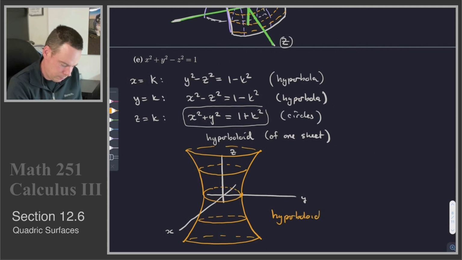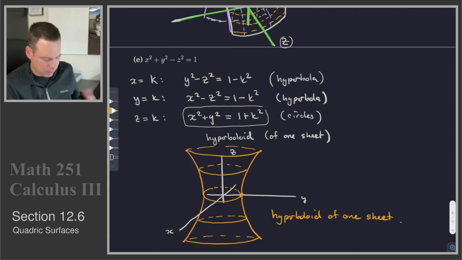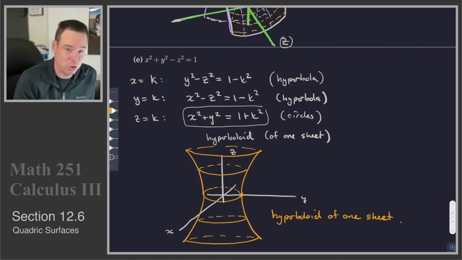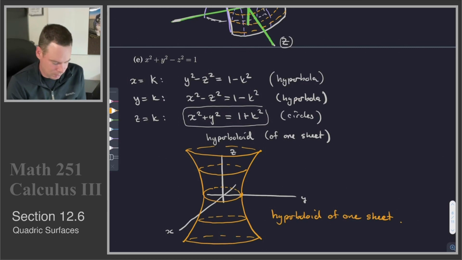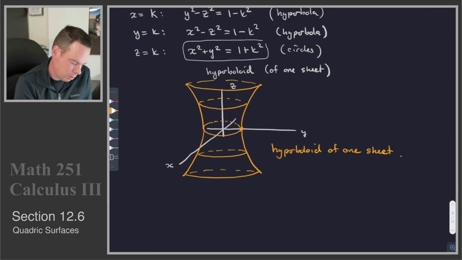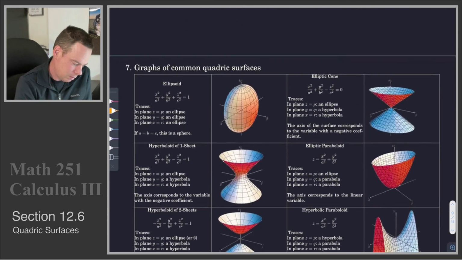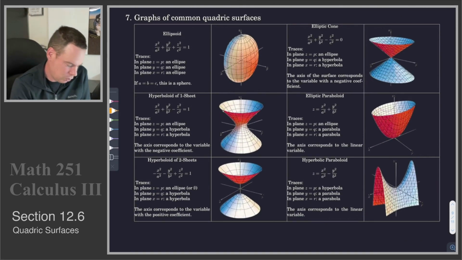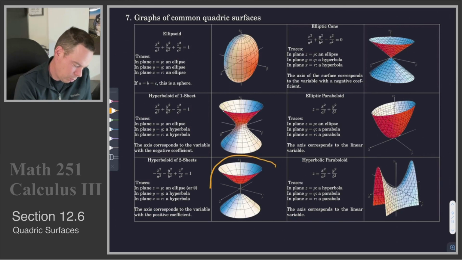Hyperboloid. And we call it of one sheet because you can make this thing probably out of one sheet of paper. You can get from any point on the surface to any other point on the surface without leaving the surface. This is in contrast to a hyperboloid of two sheets, which I'll show you in this list of these kinds of shapes. So this is a hyperboloid of two sheets. And you can see there's a very subtle difference.